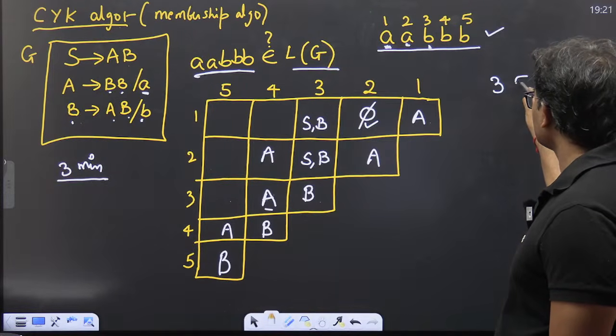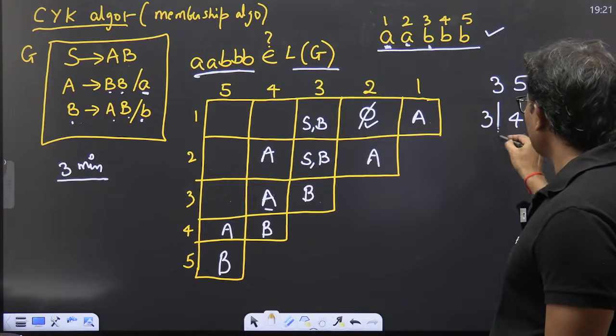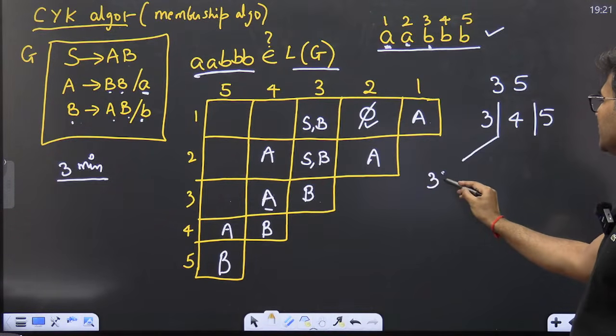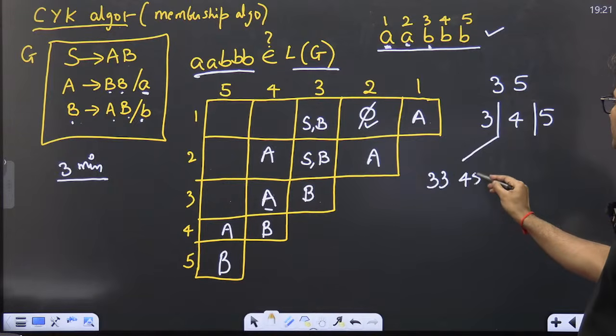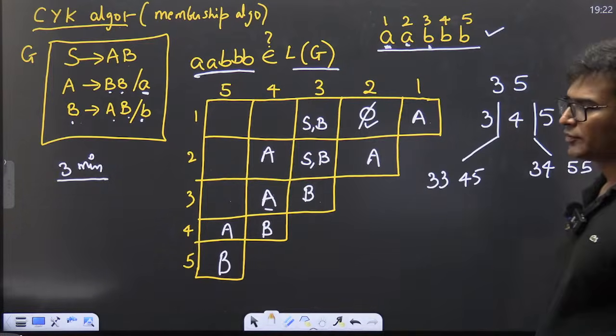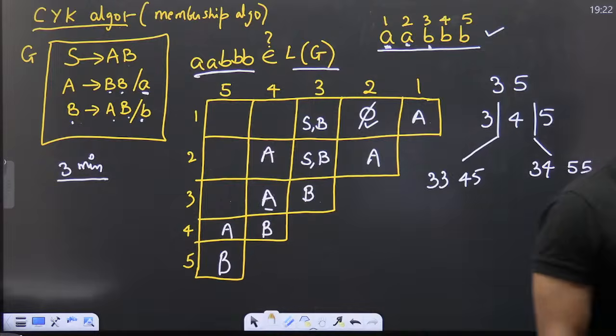3, 5. 3, 4, 5. Now we have two gaps. This is nothing but 3, 3 and 4, 5. Now this is nothing but 3, 4 and 5, 5.